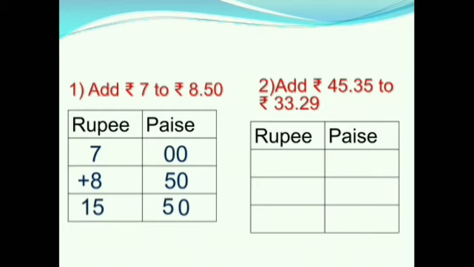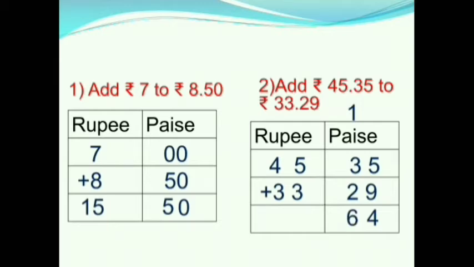First we should write rupees in rupees column and paise in paise column. First we should add paise. 5 plus 9, 14. Write 1 above the 3 and write 4 below the 9. Next we should add 1, 3, 2. 1 plus 3, 4. 4 plus 2, 6.